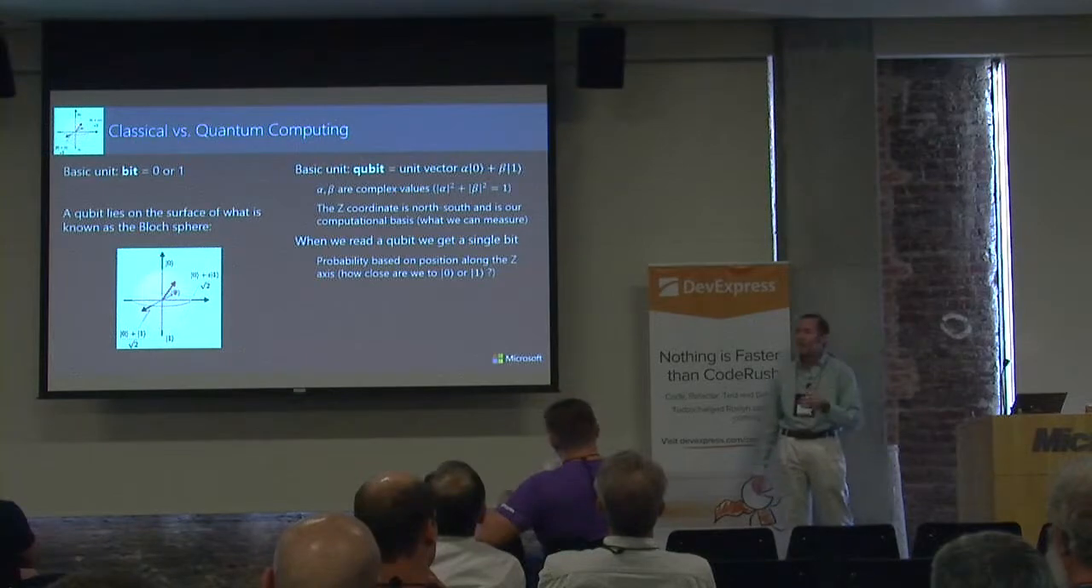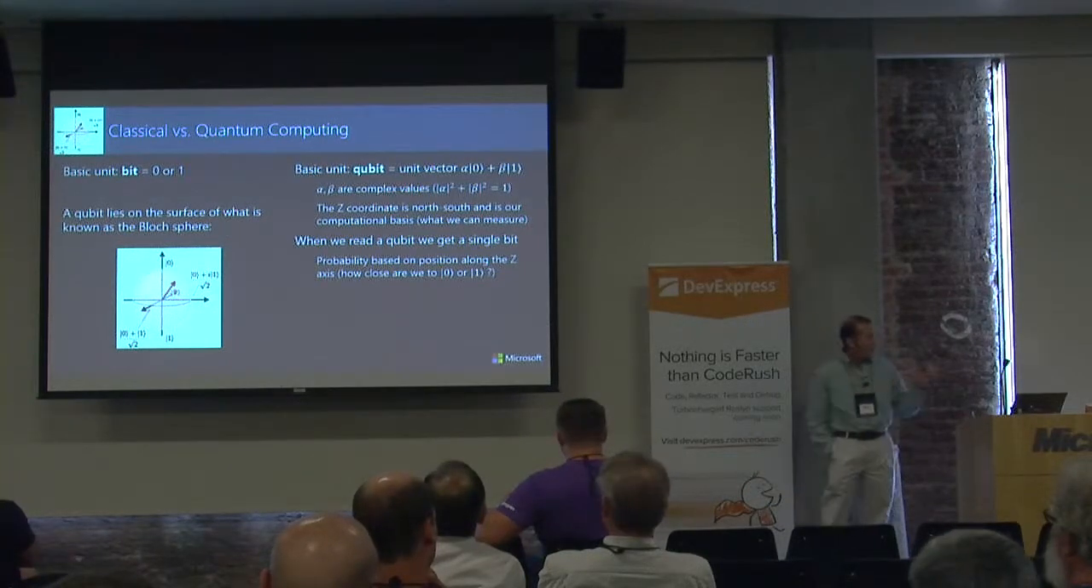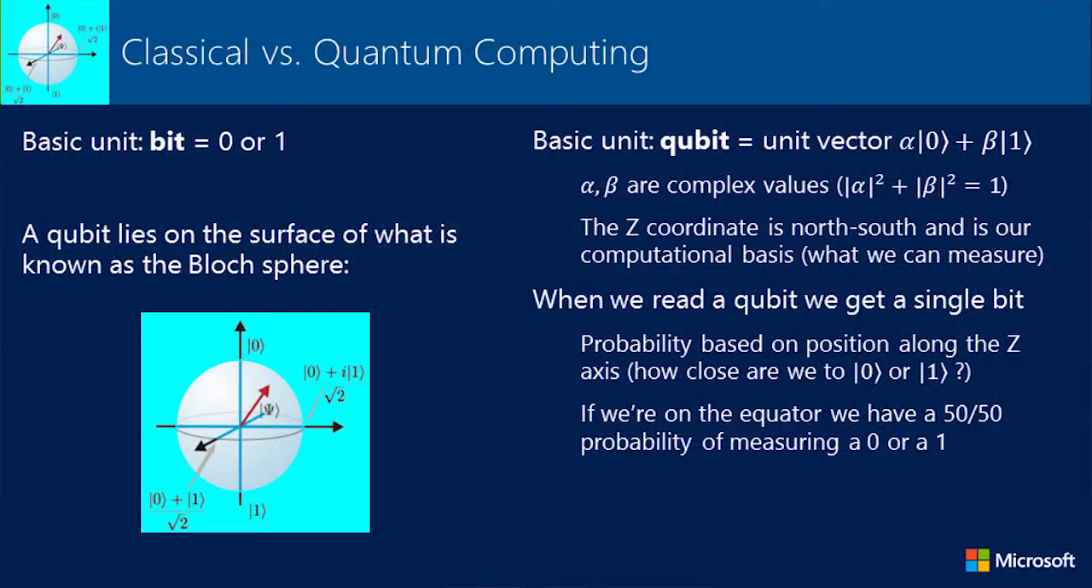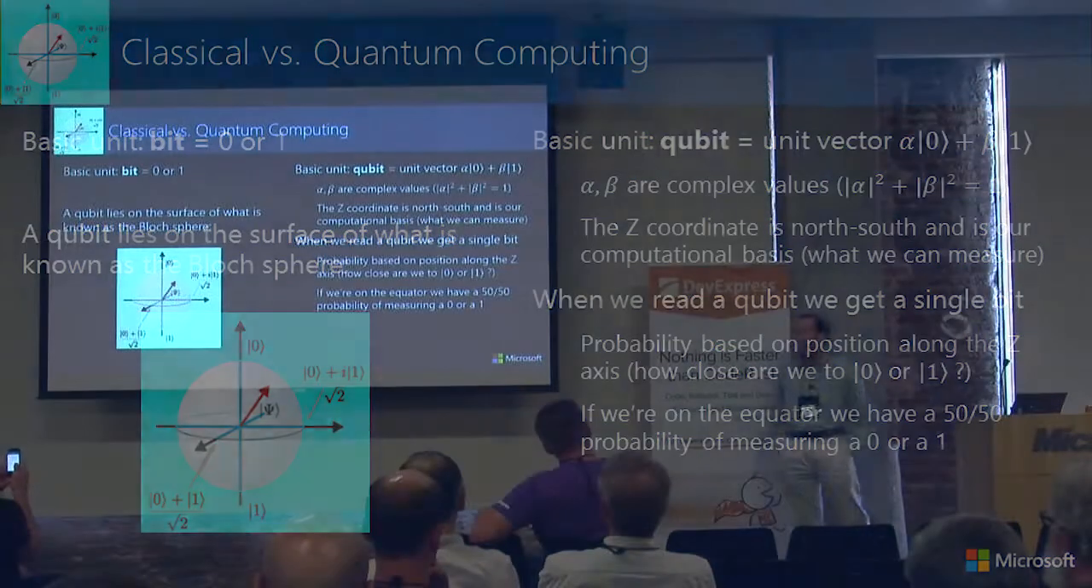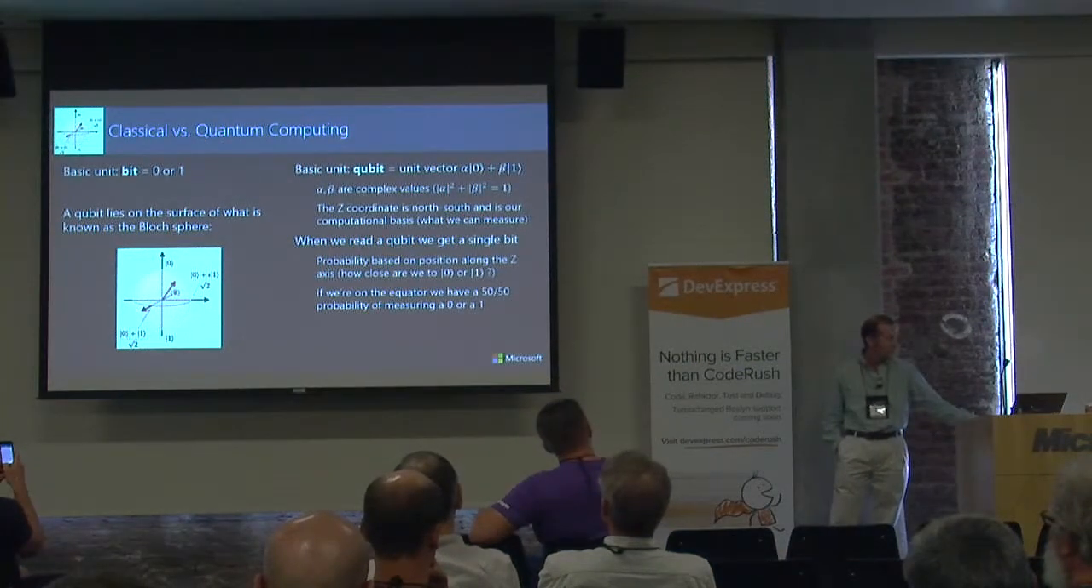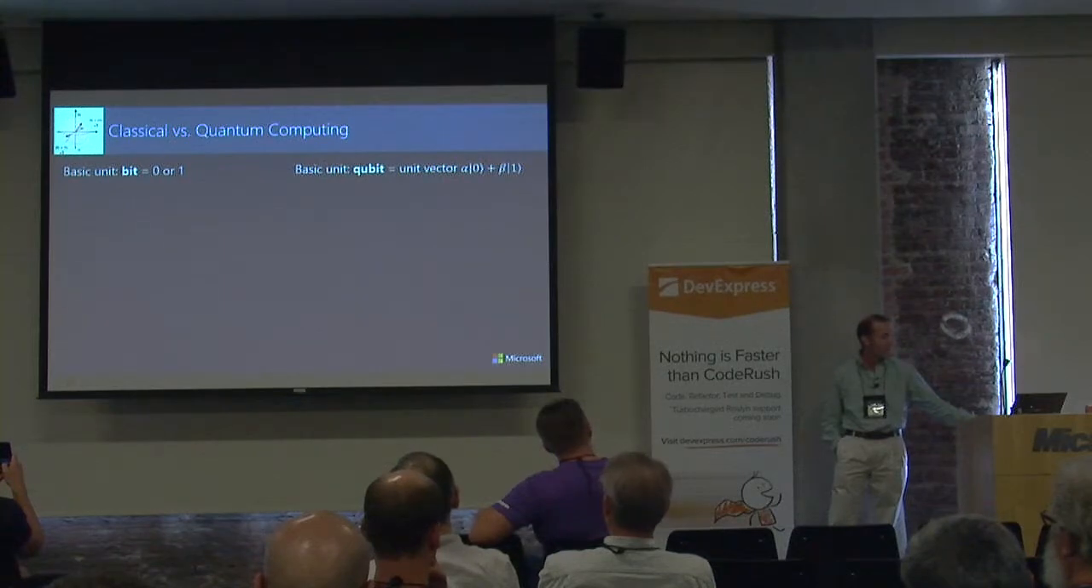I'm going to show you where that comes up. But the 0 or 1 you get back is based on how close that vector is pointing on the sphere. And so now you get some feel of where we are on the 0 or the 1. If I run the computation multiple times, I can build up a probability of where that vector is. If you're exactly on the equator, you've got a 50-50 probability of reading things back as a 0 or a 1. So that's a bit and a qubit.